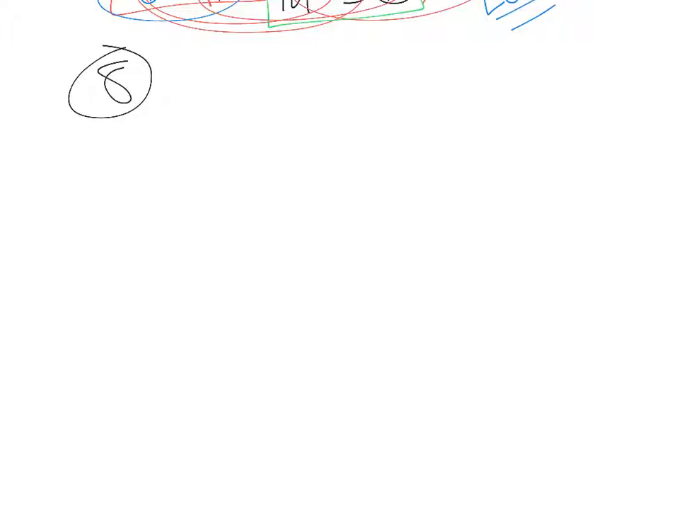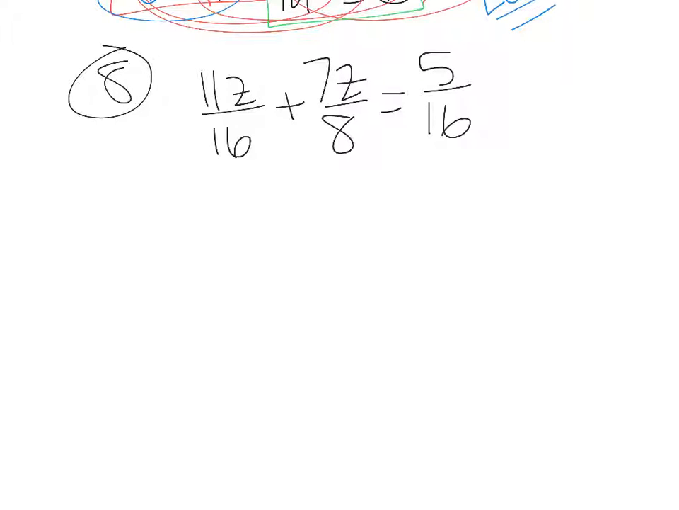Okay, number 8 says 11z over 16 plus 7z over 8 equals 5 over 16. Notice in this one, my denominators are not all the same. So what we're looking for is the least common denominator, okay, or the least common multiple. So if I look at 16, 8, and 16, this one's pretty easy. The least common multiple between all those numbers is going to be 16.